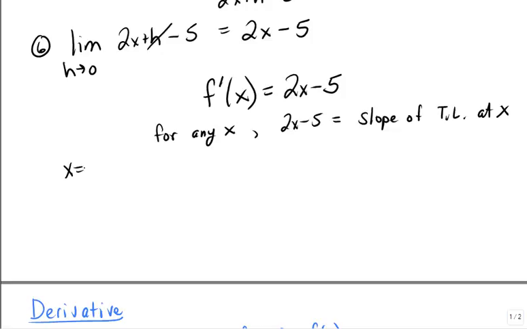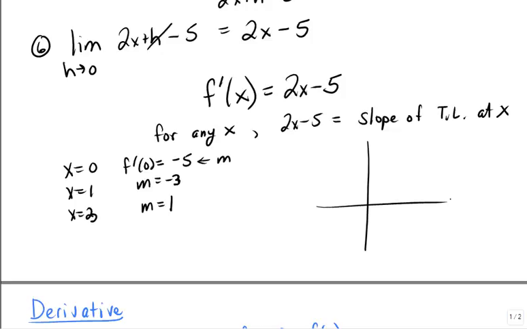So let's say if x is 0, then f prime of 0 is negative 5, and that's our slope. If x is 1, then it's negative 3. Let's take a 3, let's get it positive. If x is 3, then our slope is 1. So, let's just look at that. At x is 0, the slope of our tangent line is negative 5.